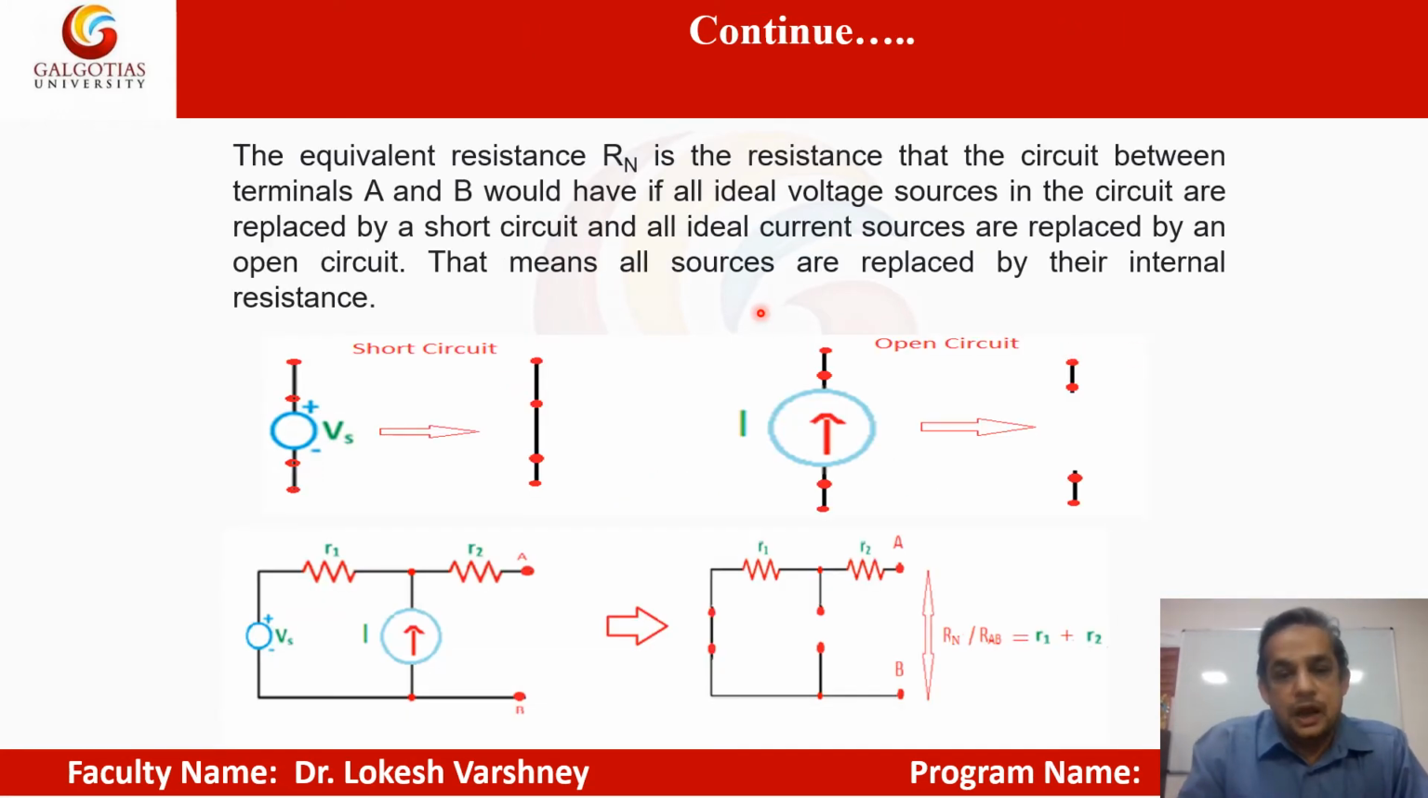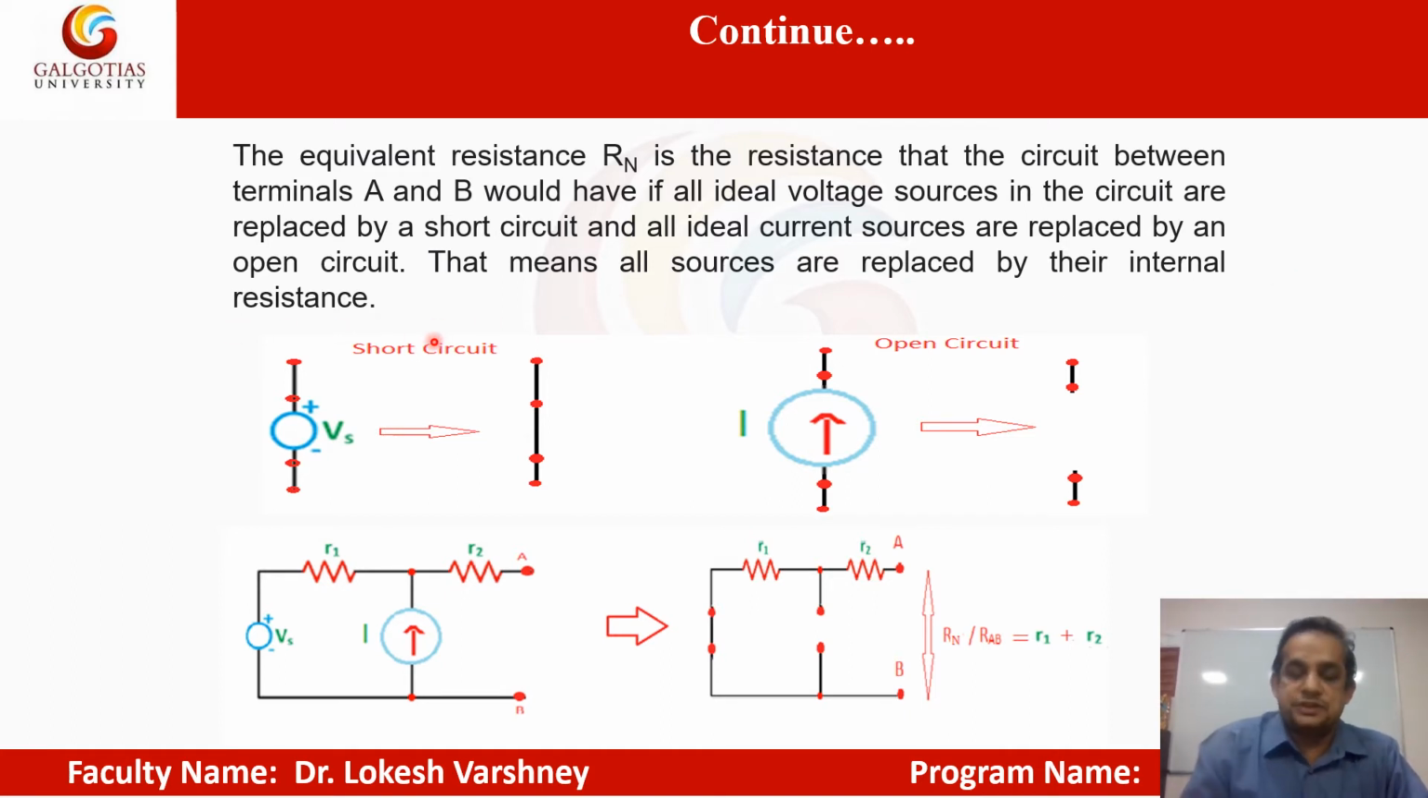Now come to how to calculate the Norton resistance. This is very simple, the same method. You know how to calculate Thevenin resistance, same as the Norton resistance. The equivalent resistance Rn is the resistance that the circuit between terminals A and B would have if all ideal voltage sources in the circuit are replaced by a short circuit and all ideal current sources are replaced by an open circuit. That means all sources are replaced by their internal resistance.